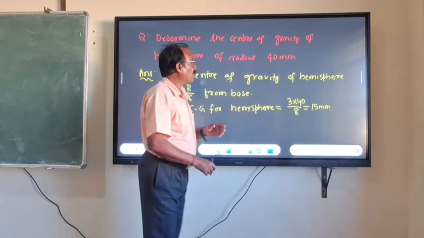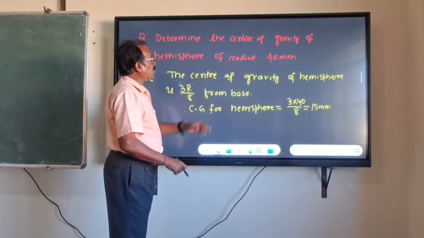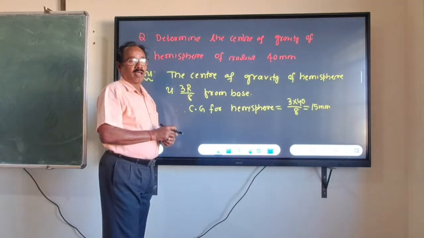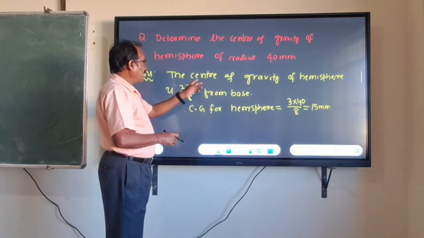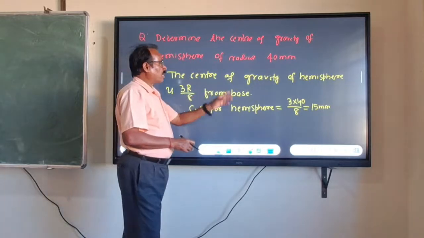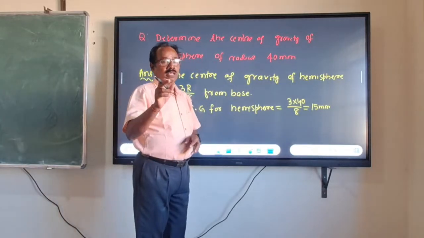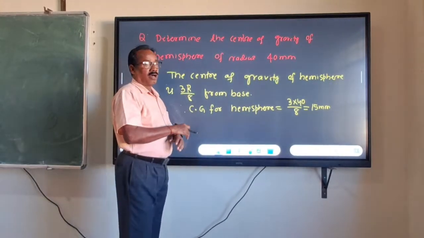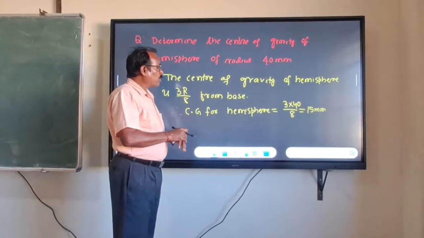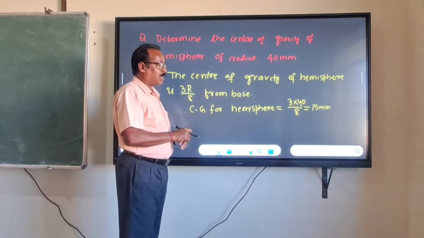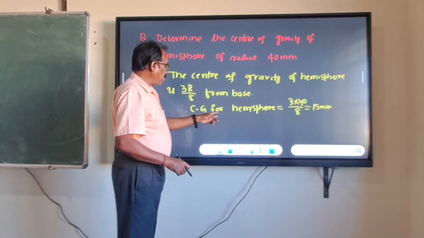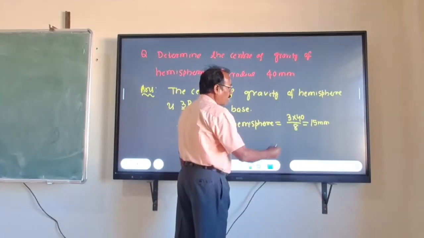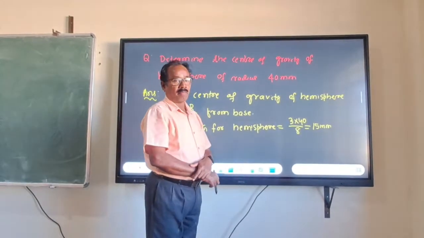First question is, determine the center of gravity of a hemisphere of radius equal to 40 mm. The answer is, generally you know that the center of gravity of a hemisphere is 3r/8 from the base. Then putting the value of r, we have CG for hemisphere equal to 3 into 40 divided by 8, which is equal to 15 mm.